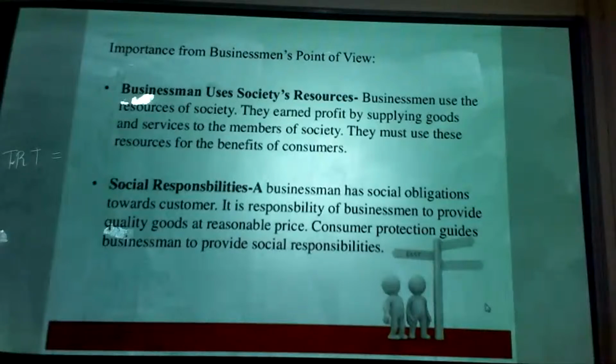That is the same thing. That is also one of the responsibilities of every manufacturer and service provider. It is compulsory to maintain the protection of the interest of the consumer. So that is another importance.